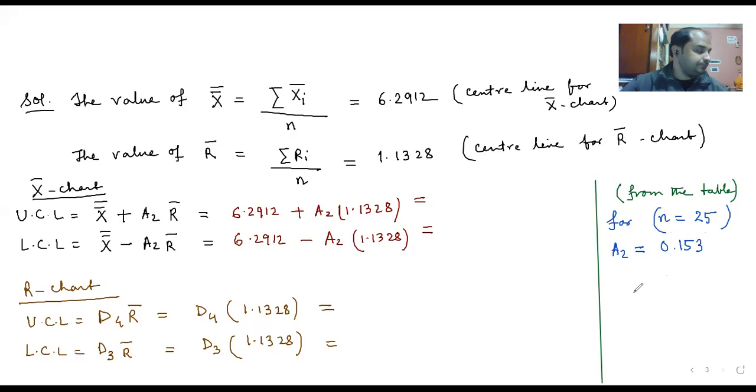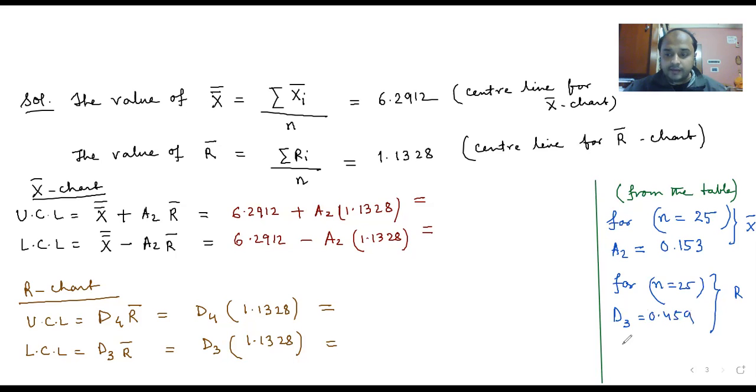This is for the X bar chart, and for the R chart, the value of D3 for n equals 25 is 0.459, and the value of D4 is 1.541. So we are going to substitute these values over here.